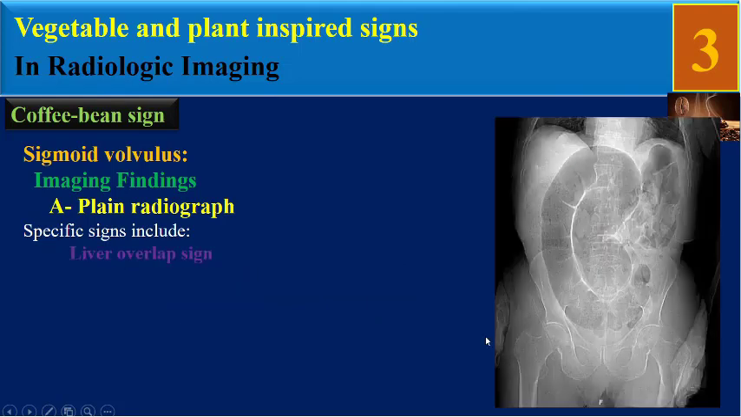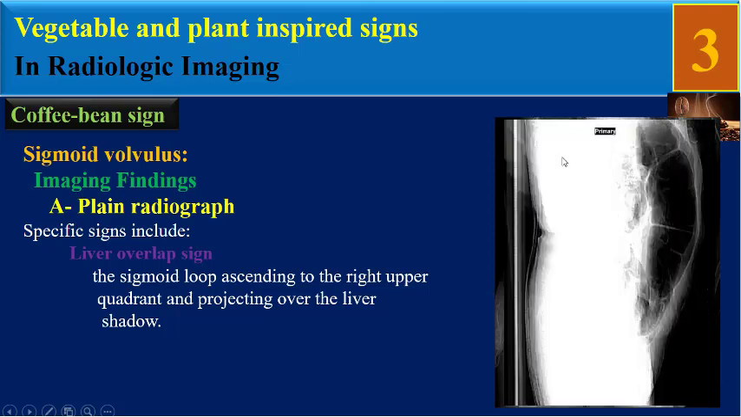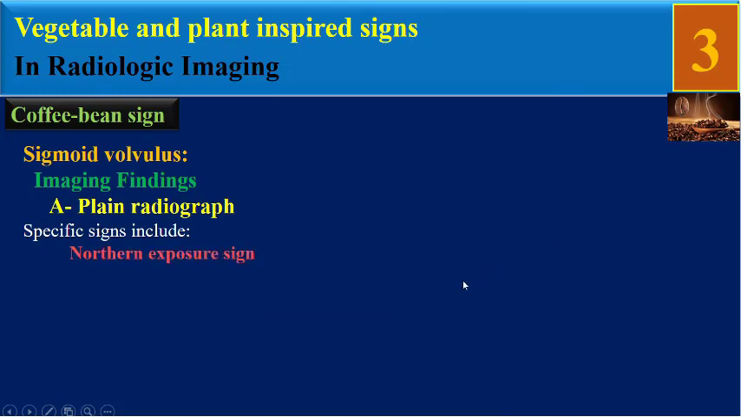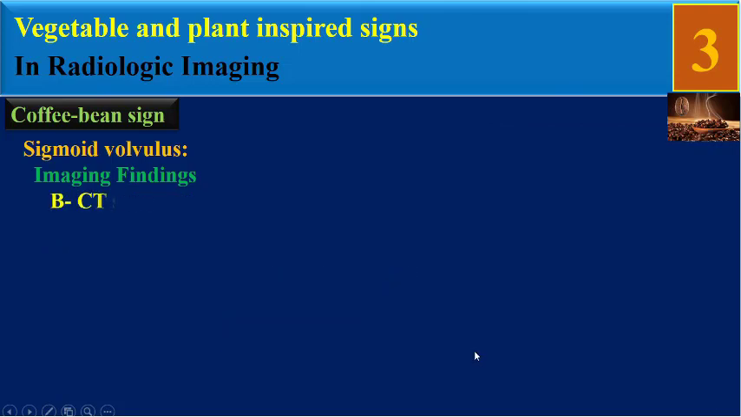Another specific sign is liver overlap sign, meaning the sigmoid loop ascending to the right upper quadrant and projecting over the liver shadow. And in this lateral radiograph, we can obviously see liver overlap sign. Another specific sign is northern exposure sign, meaning erect radiograph shows the displacement of the sigmoid colon above the transverse colon.